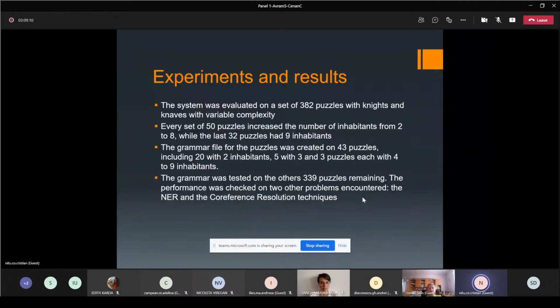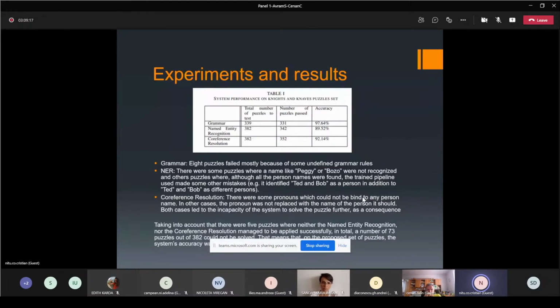The performance was checked on 2 other problems encountered, the named entity recognition and coreference resolution techniques. In table 1, we can see the system performance. Our system parsed correctly 331 puzzles out of 339.